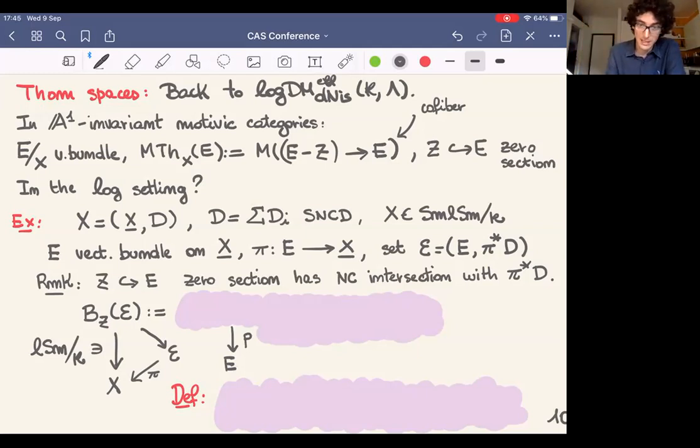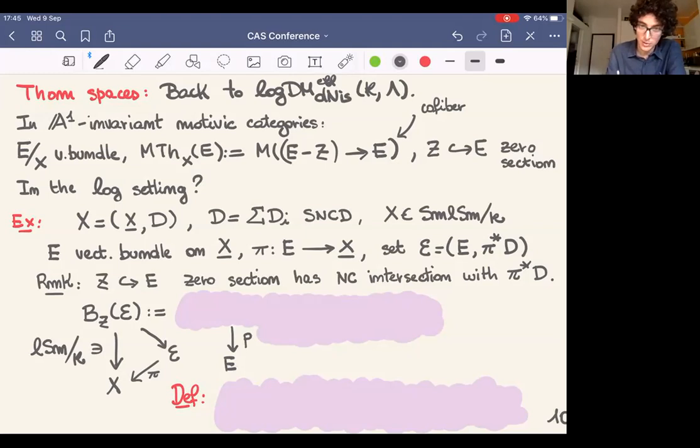So first of all, let me introduce a bit of notation. Say X is equal to X underline D with the usual story, so X underline is smooth, log smooth, and D is an SNCD on X underline. Let's say that we have a vector bundle on X underline with projection pi from E to X underline, and let's consider this curly E as a log scheme, having as underlying scheme the vector bundle E, and as log structure, the log structure induced by the pullback of the divisor, from X underline to E.